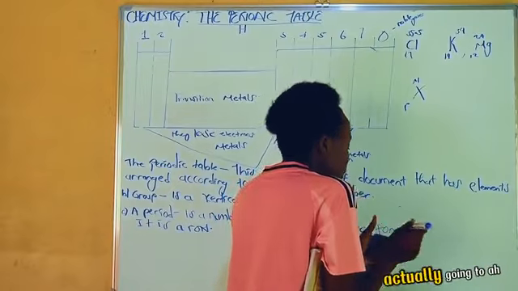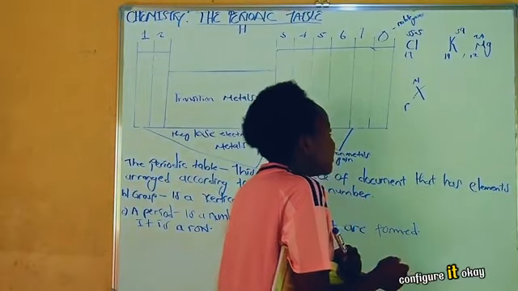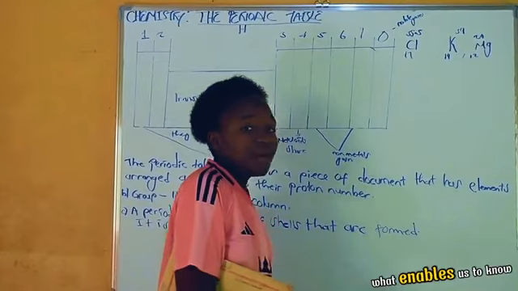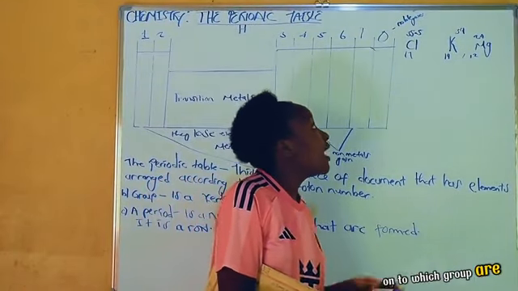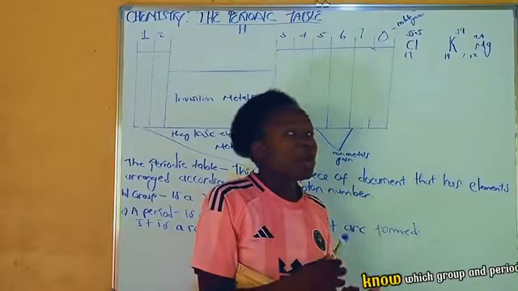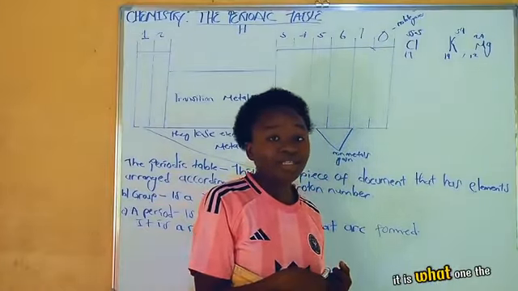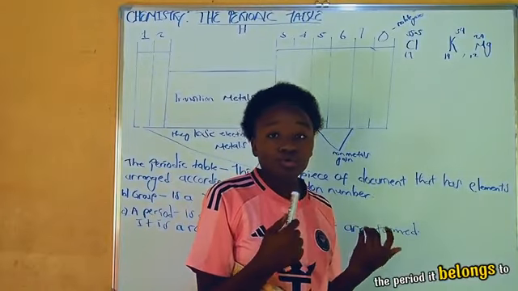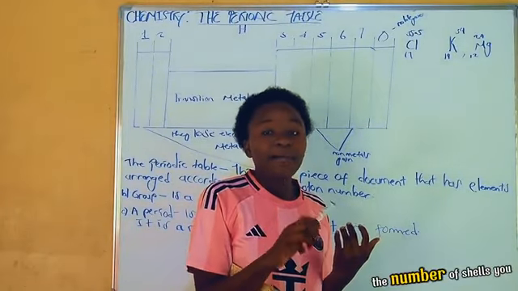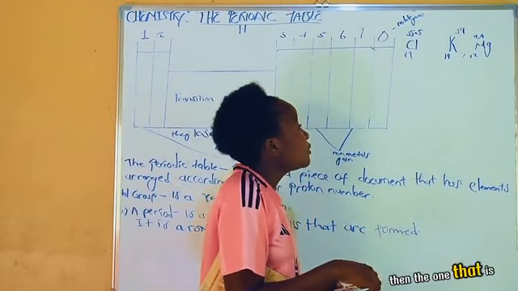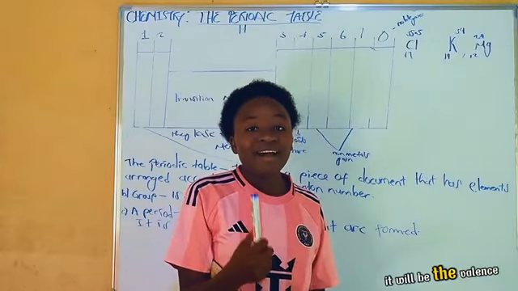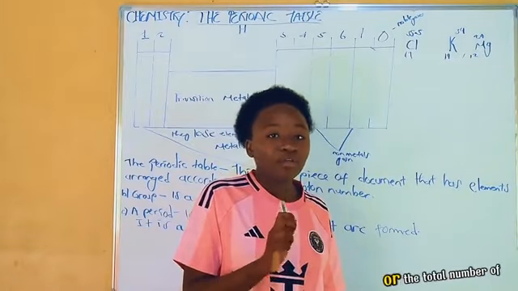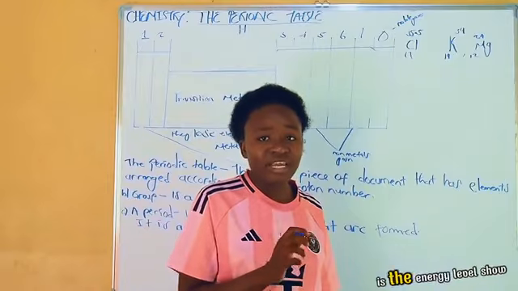So here we are actually going to configure it. What I mean by configure it, we're supposed to know which group and period an element belongs to. What will enable you to know the period it belongs to? It is going to be the number of shells you're going to have. The one that is going to enable you to know the group will be the valence. The valence is the total number of electrons that are on the last shell, which is the energy level shell.